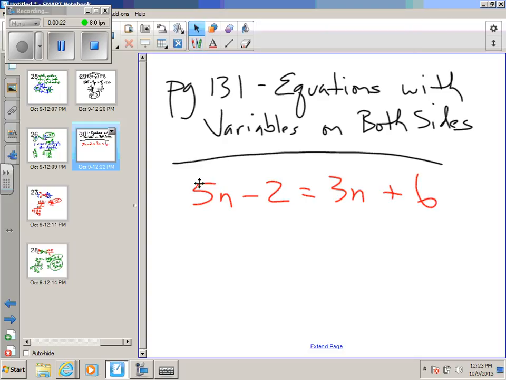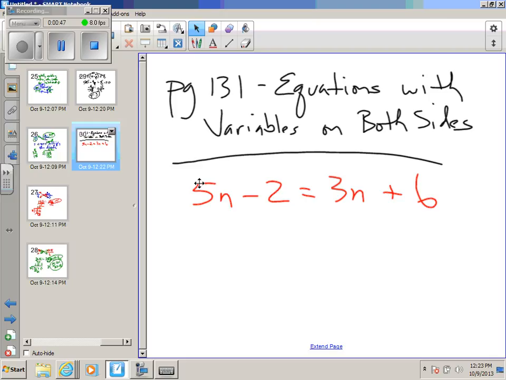As you look at the example in red, what about the variable? There's two of them. Are they different? No, it's still n. So in other words, they are alike. Very good. Way to use the vocabulary.